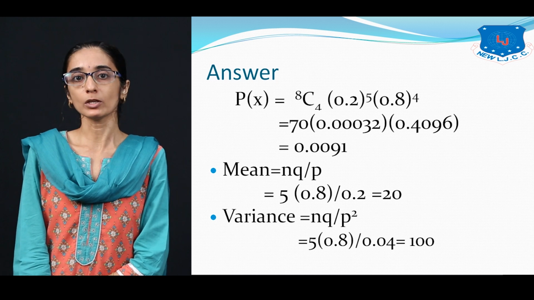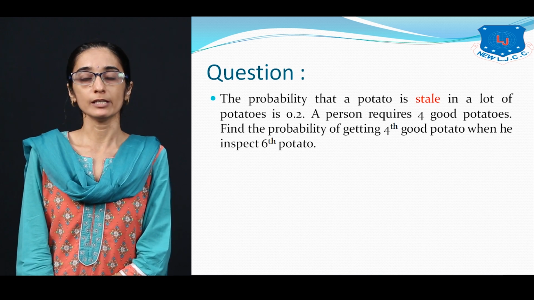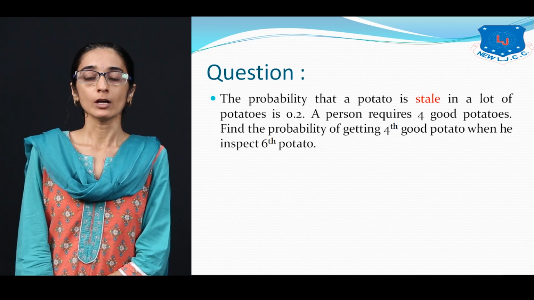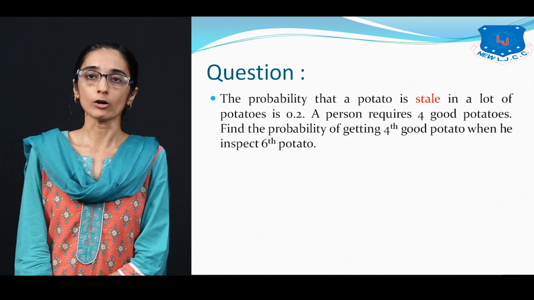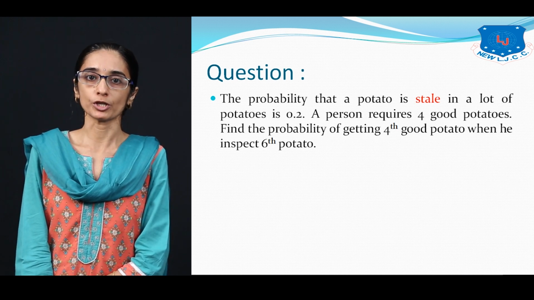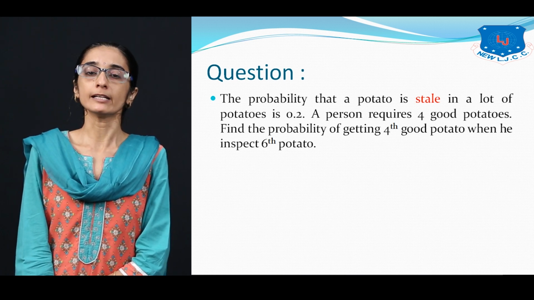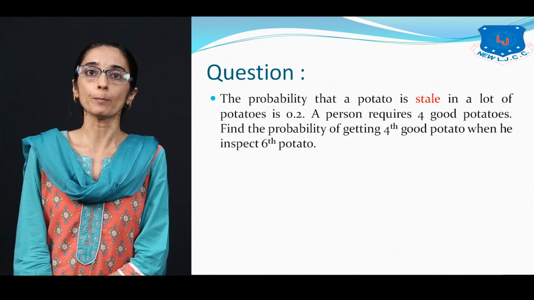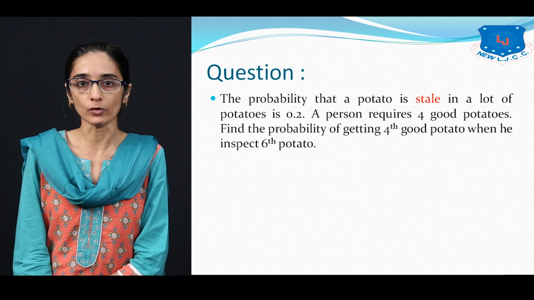Let's see another example of the same type. Now the question is, the probability that a potato is stale in a lot of potatoes is 0.2. A person requires 4 good potatoes. Find the probability of getting the 4th good potato when he inspects the 6th potato. Here also you can see that we need good potatoes. The probability that is given is the probability of a stale potato. That means these are two opposite things. So rather than p value, we have to assume that number as q value.